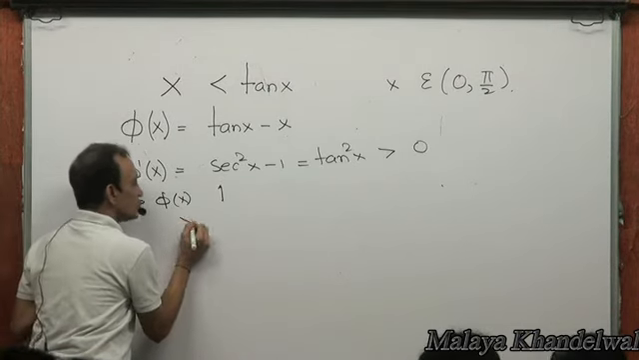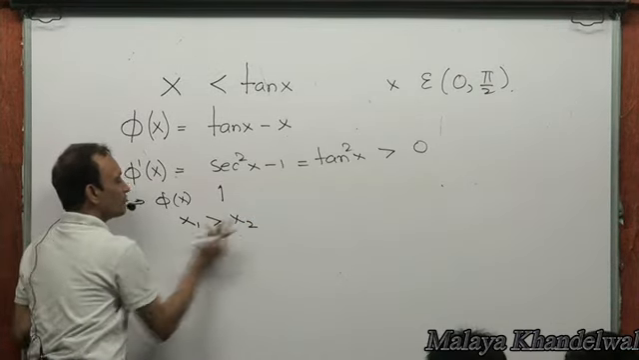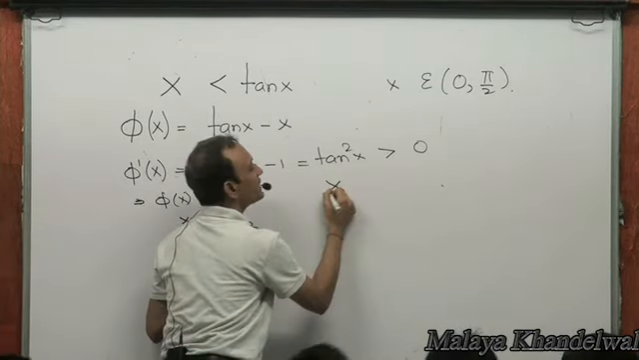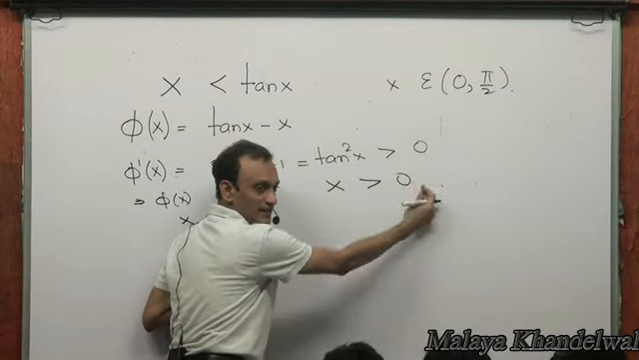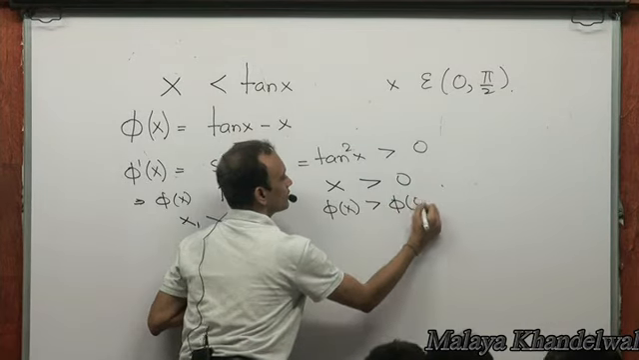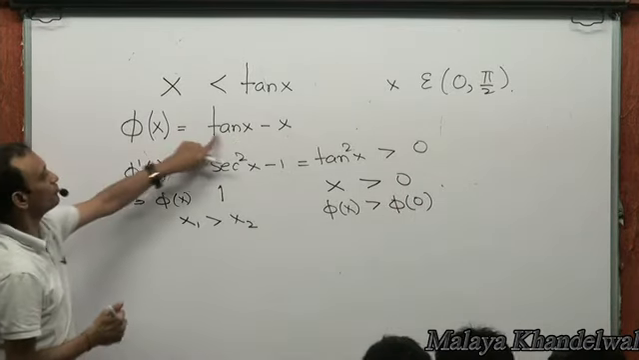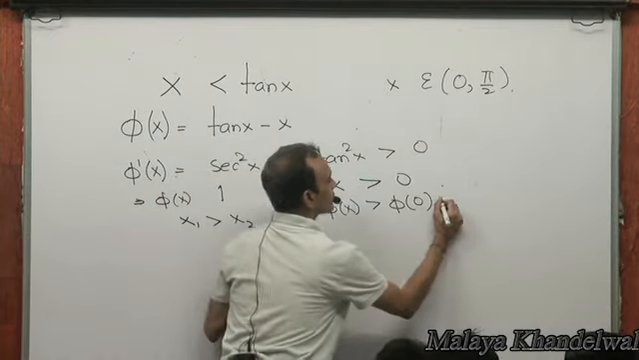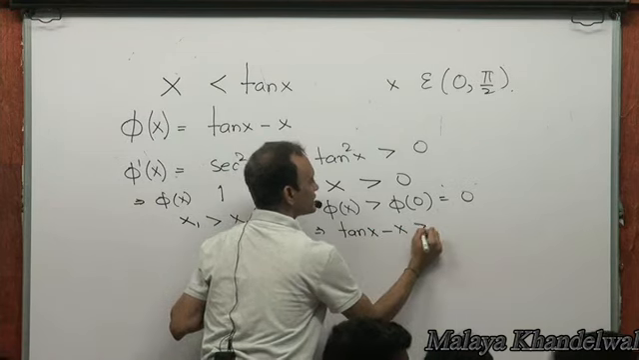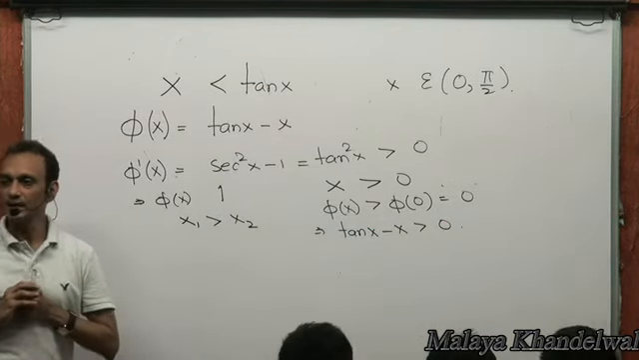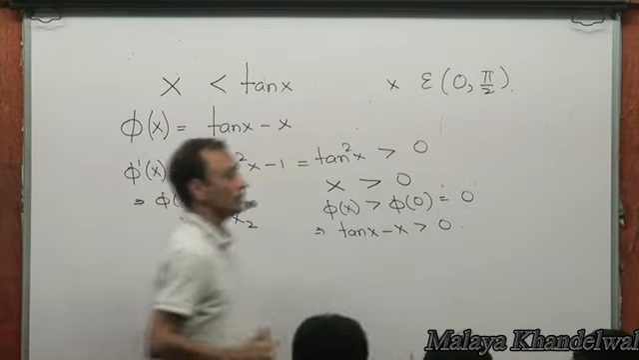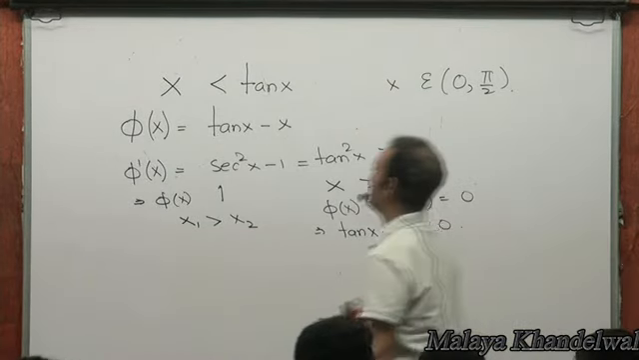That means for x1 greater than x2, phi x1 will be greater than phi x2. So for x greater than 0, phi x will be greater than phi 0. But what is phi 0? Phi 0 is 0, as you can see. Or tan x minus x greater than 0. This is what it means. So tan x greater than x. Let me look at a few more inequalities.